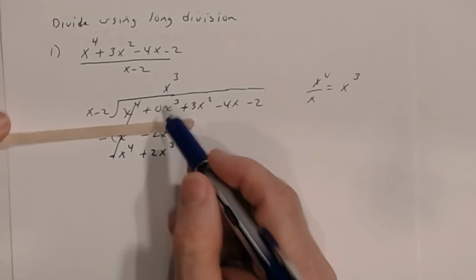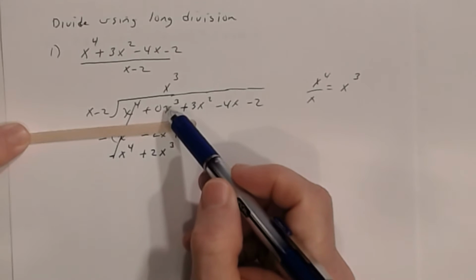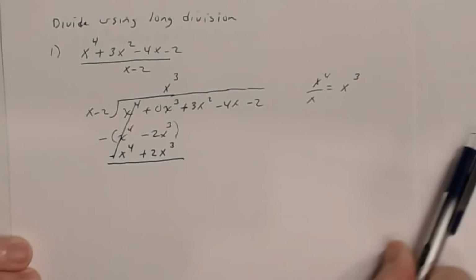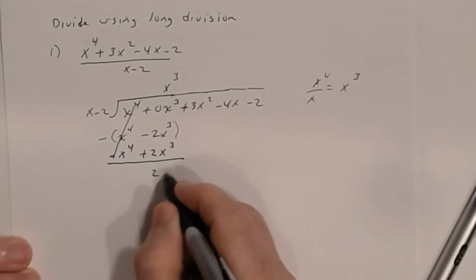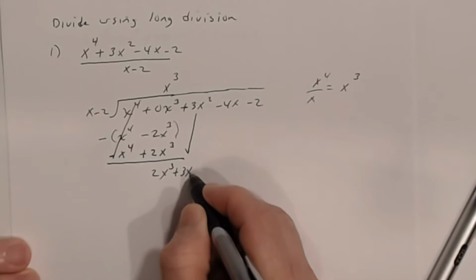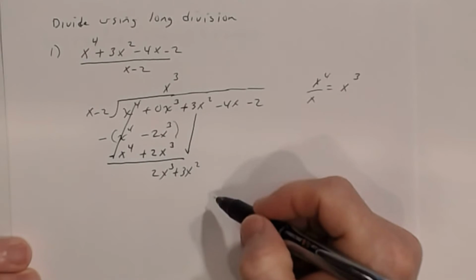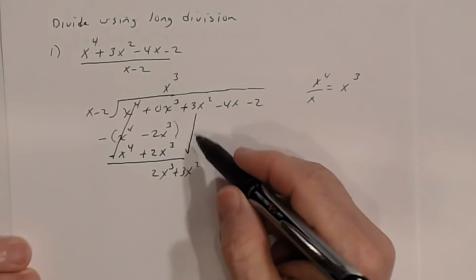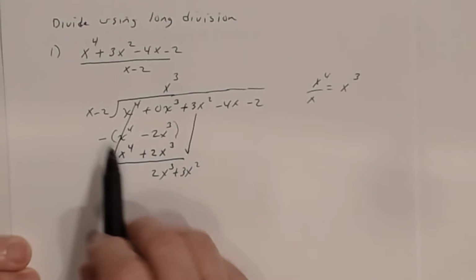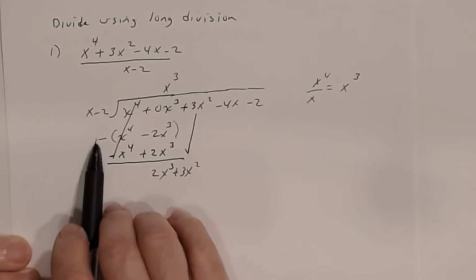0x cubed, just cover this part up. So 0x cubed and 2x cubed is 2x cubed. And then bring on the next term, plus 3x squared. And you can bring down every term if you want to, but it's simpler just to bring down one term at a time. Okay, and then you do the process all over again.